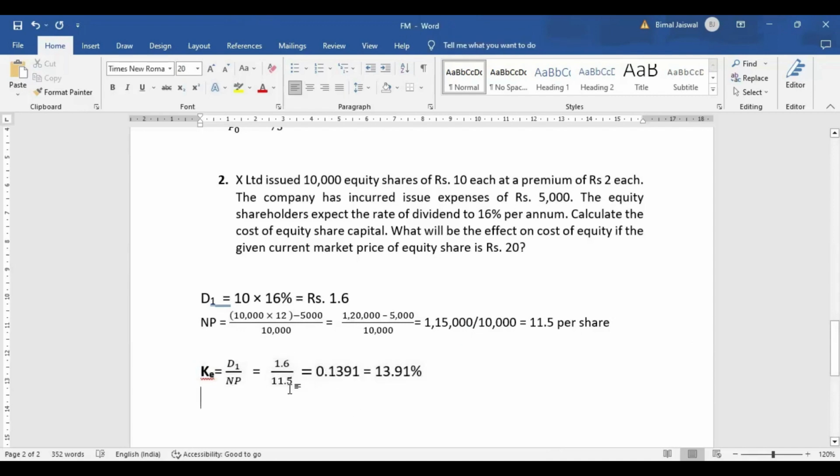1.6 divided by 11.5. It is coming as 13.9. That means the company is supposed to give 13.9% as the return to the equity shareholders per equity share.